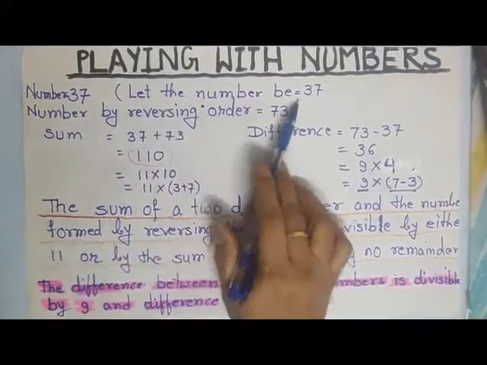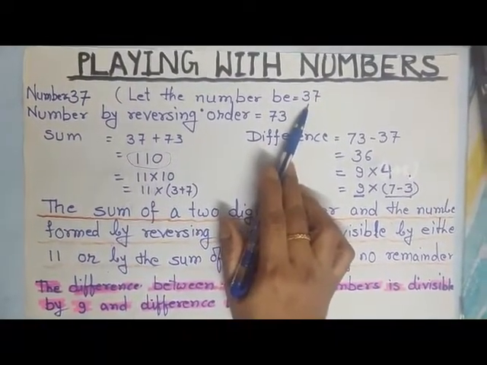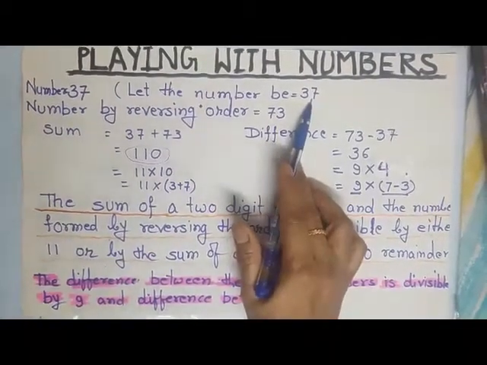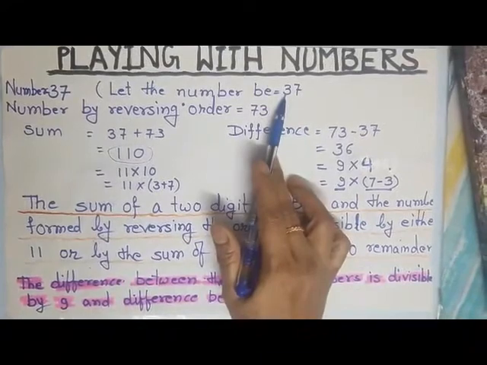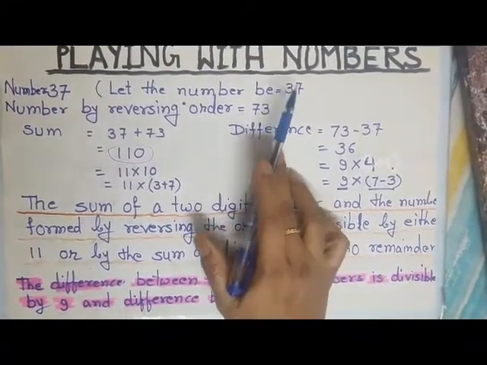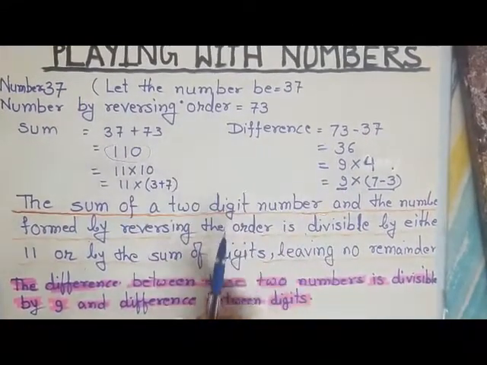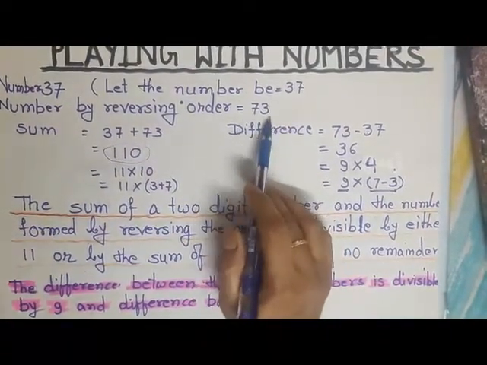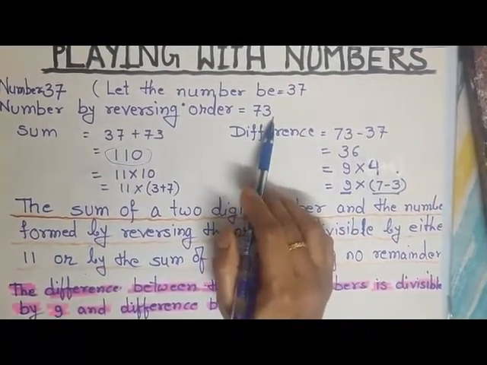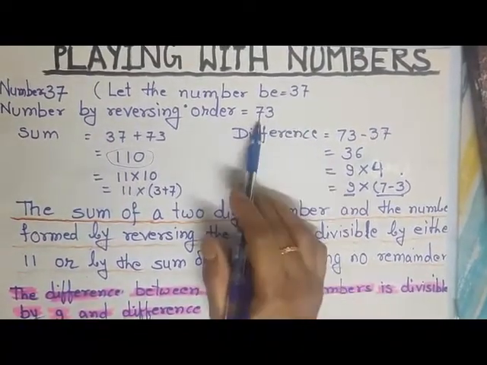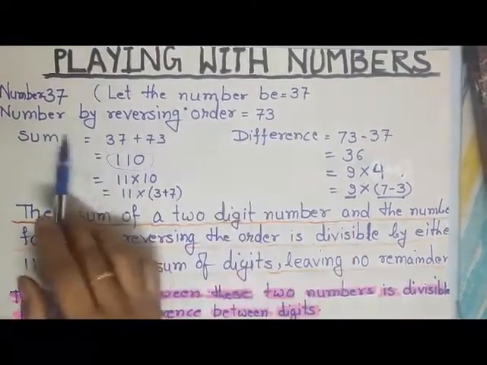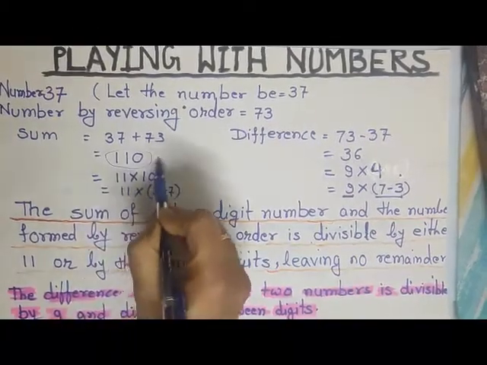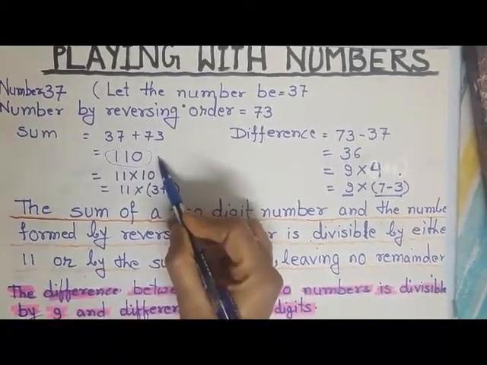Let us assume a number 37. Here 7 is the unit digit and 3 is the tens digit. When we reverse the order of the digits, we get the number 73. When we add 37 and 73, we get the sum 110.